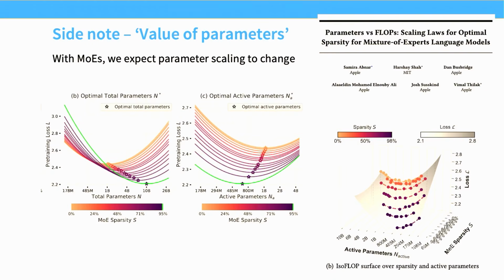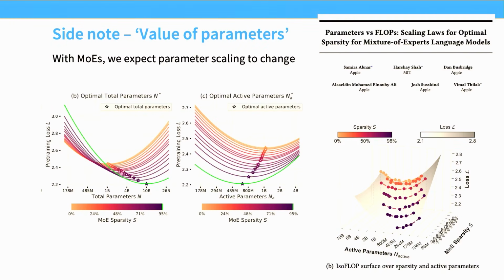And kind of the cool thing that you see is as you start to train bigger and bigger models, like if you increase the amount of total parameters on the x-axis over here, and you want to minimize your loss, you're going to end up with sort of more and more sparse models. See how the color becomes darker and darker and darker, right? Similarly here, the number of active parameters kind of decreases as a function of MoE sparsity.